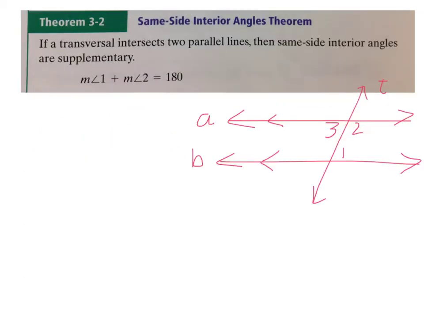Next, we have the same side interior angles theorem, which states, if a transversal intersects two parallel lines, you can see transversal T is intersecting lines A and B, and you can tell they are parallel because we have arrows on them other than at the ends. Then the same side interior angles are supplementary, which means angle 1 and angle 2, which are same side interior angles, are going to have to add up to 180.